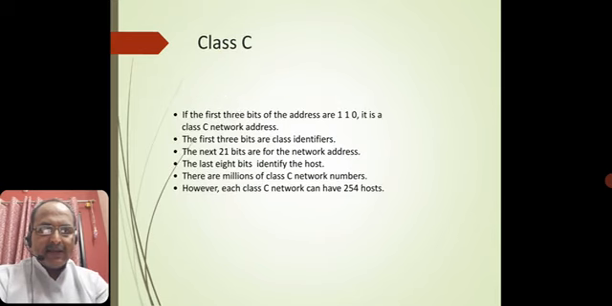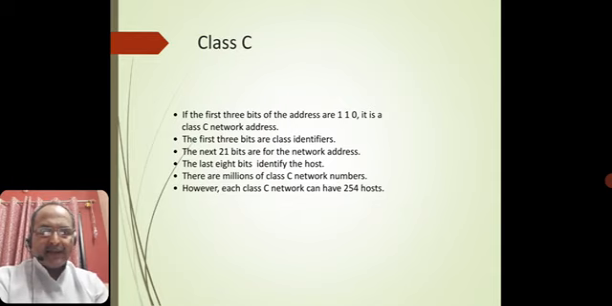Now in class C, if the first 3 bits of the address are 110, it is called a class C network, because 110 is the initial bit pattern. The first 3 bits are the class identifier, as in 10, 0, 110. The first 3 bits are class identifiers for our IP addressing methods. The next 21 bits are for the network address, and the last 8 bits identify the host. This is very important in class C.